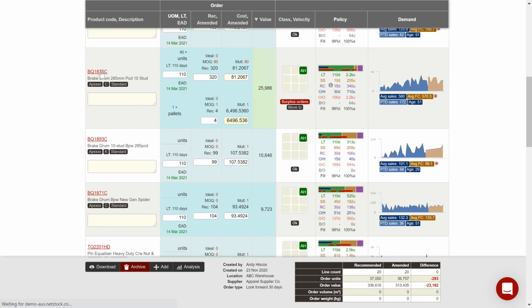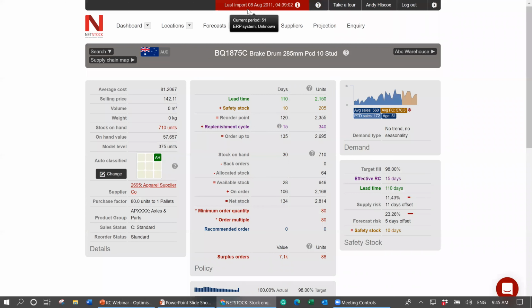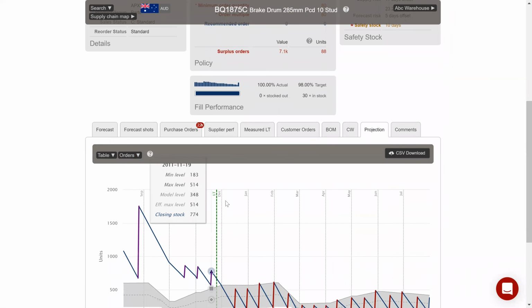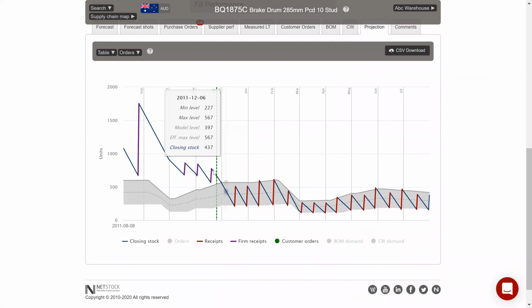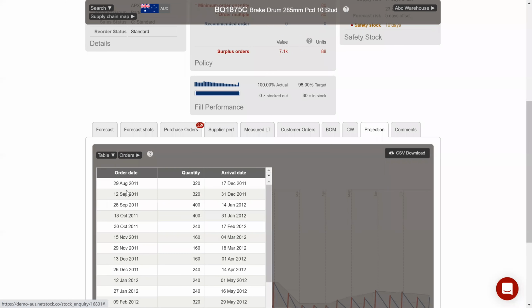So if we click on this product and interrogate it and see why that is. So here you can see we have the 8th of August is today's date. So let's look at the little projection going forward. And we can see here, it looks like we've over-ordered this product, clearly. So why is it recommending we order some? Well, if we have a look at this, the next time we need to order it is the 29th of August.